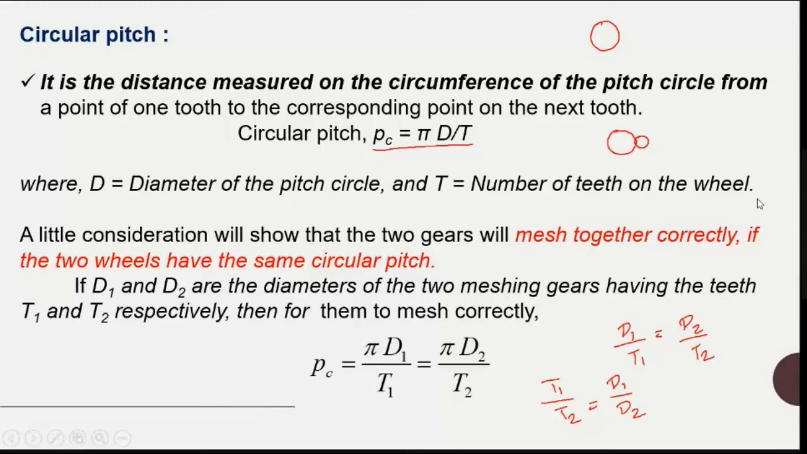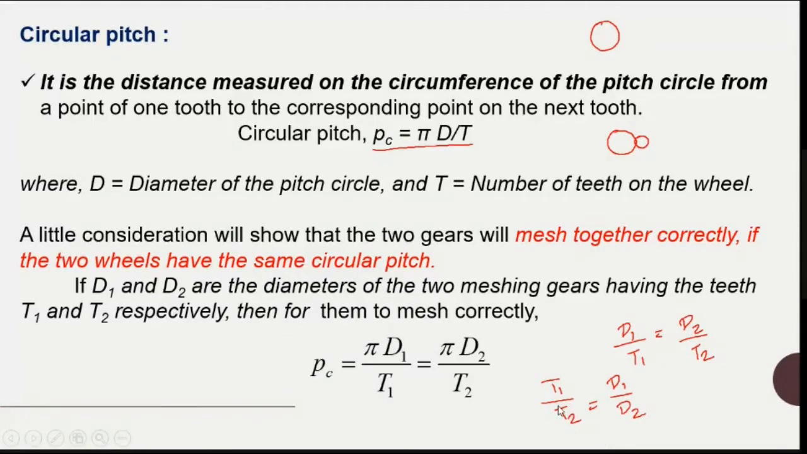In most cases, two gears will mesh together only if the circular pitch is the same. So if you have two gears, gear 1 and gear 2, and you want a proper mesh, the circular pitch of gear 1 should equal the circular pitch of gear 2. That is what we equated here. We know the formula is pi d by t, so pi d1 by t1 should equal pi d2 by t2, and you get a relation like this.